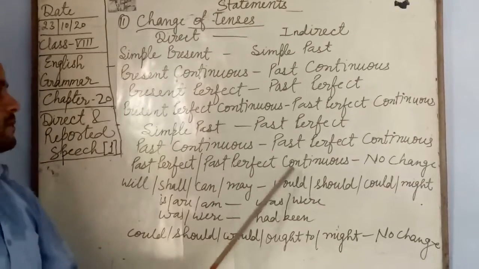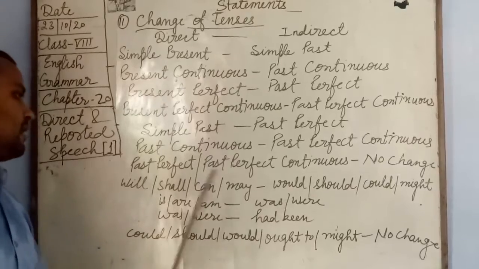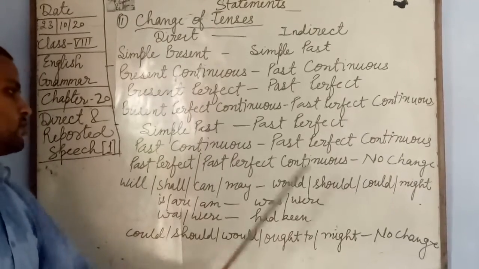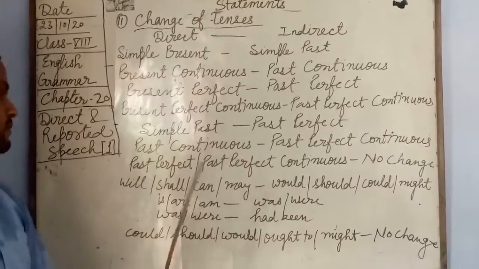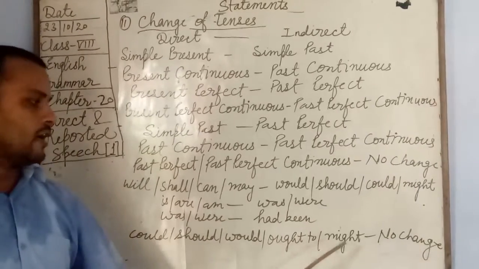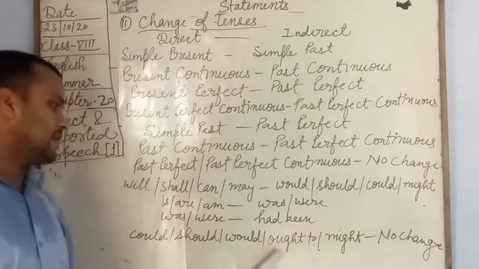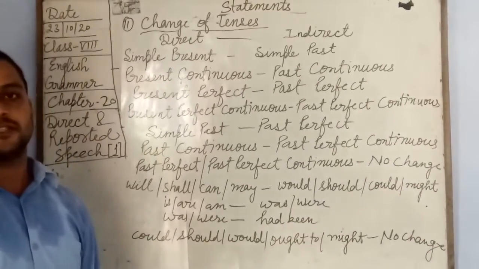Past perfect and past perfect continuous, we never change. Will into would, shall into should, can into could, may into might, is, are, am into was, were, had been, and could, should, would, ought to, and might, these modal auxiliaries never change. Okay?